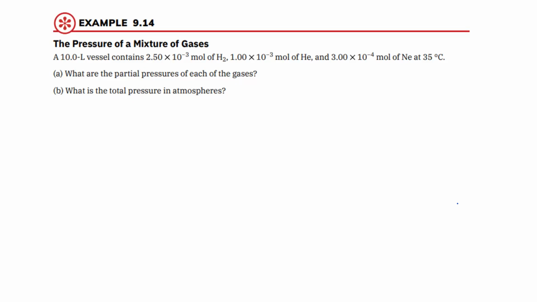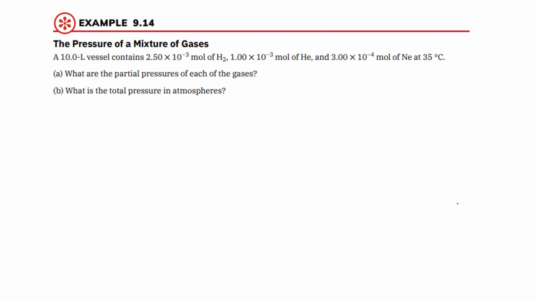So if we look at the question here, a 10-liter vessel contains 2.50 times 10 to the negative third moles of hydrogen, 1 times 10 to the negative third moles of helium, 3 times 10 to the negative fourth moles of neon at 35 degrees C. What are the partial pressures of each of these gases? What is the total pressure in atmospheres?